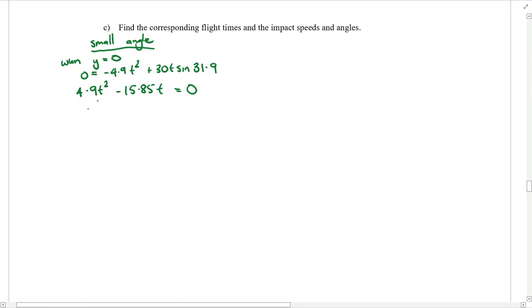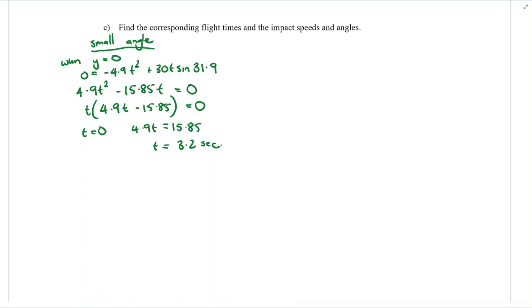I would take out the common factor of t. I'm trying to solve this for t, and it's not surprising that I'll have that t at the front because that will give me t equals 0, which is expected, that it would be the starting point, minus the 15.85 equals 0. So we get t equals 0, and we get 4.9t equals 15.85. 3.2, perfect. Okay, so the total time of flight is 3.2 seconds.